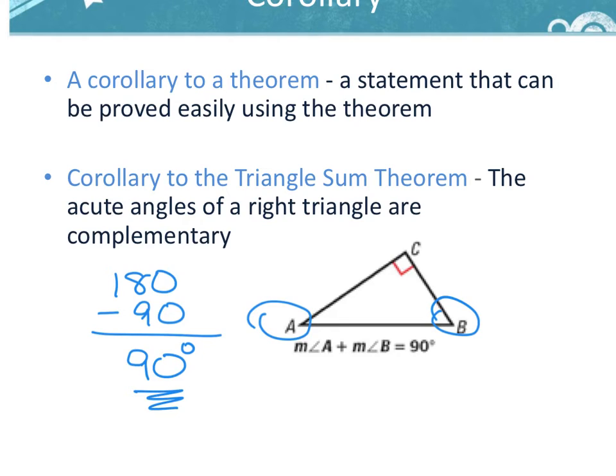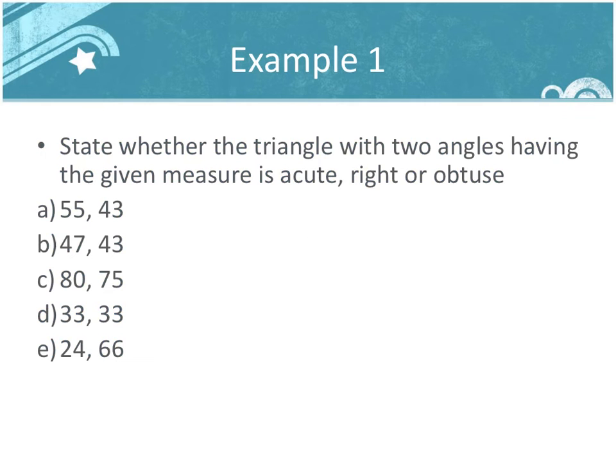Now let's just try some application of all of this. All right, so the first example, and there are 5 parts to this, is to state whether the triangle having 2 given angles is acute, right, or obtuse. So they want us to classify it based on its angle measures.